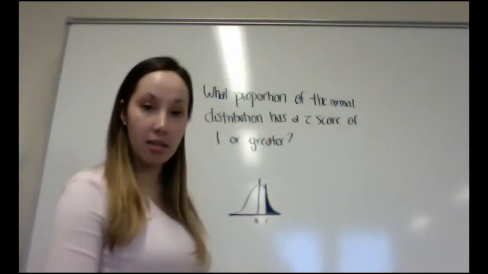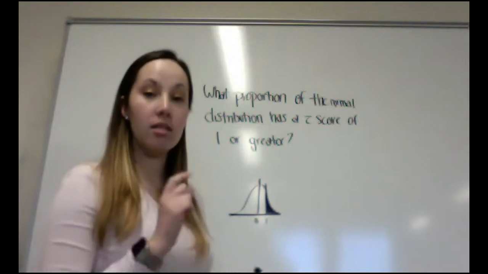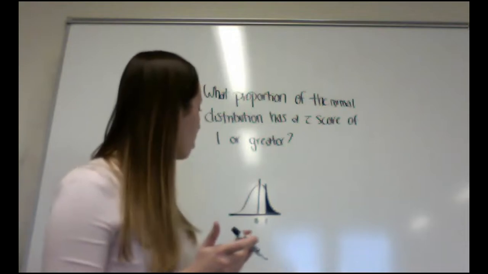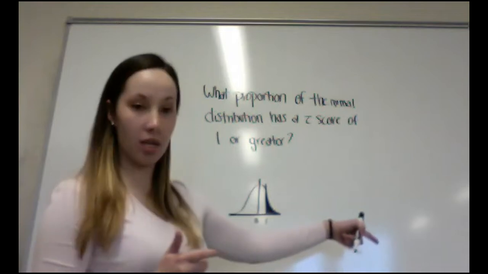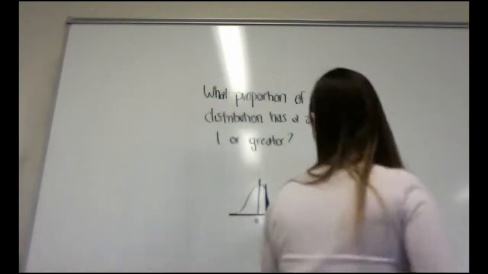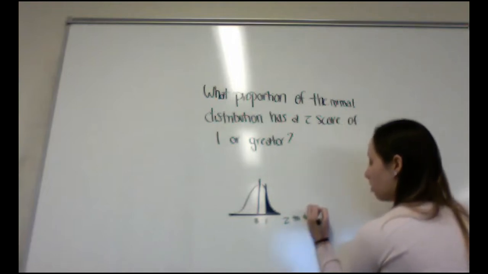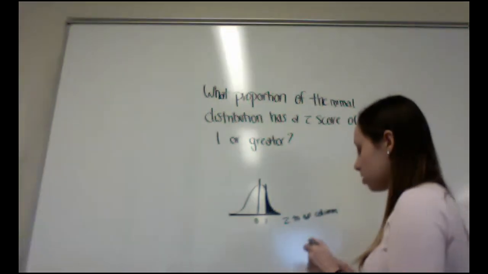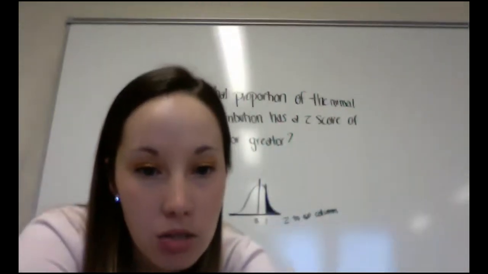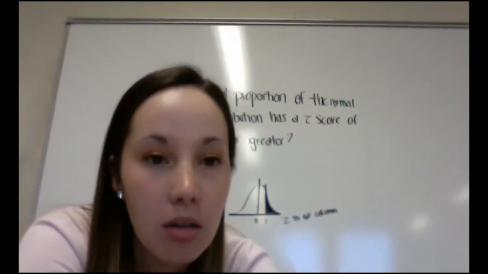In order to find that, we're going to look at the z-table, and we're going to look at the z to infinity column, because that is what we are interested in here. This is our z-score, and we want from z to infinity to the end of the distribution. So we're going to look for our z to infinity column to find our probability. If you go on your z-table that I have posted online on Moodle, let me go ahead and share my screen so you can follow along with me.